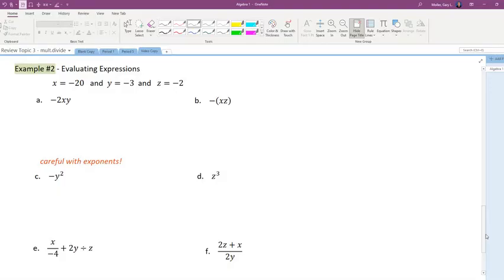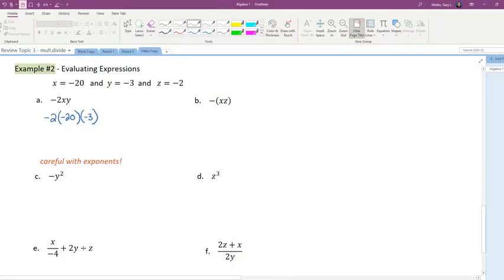Parentheses are going to be pretty critical here, and paying very close attention to order of operations. So what I would expect to see in your work is you've written the question down. There it is. And then we're going to rewrite it using parentheses in almost every situation where we put in variables. So x is negative 20. So this is negative 2 times negative 20 times y, which is negative 3.